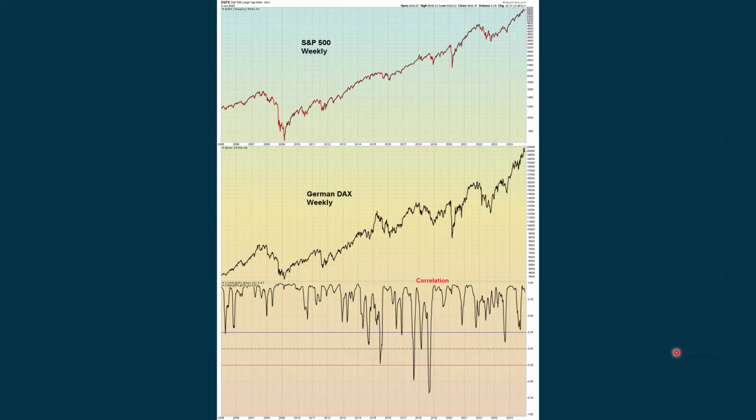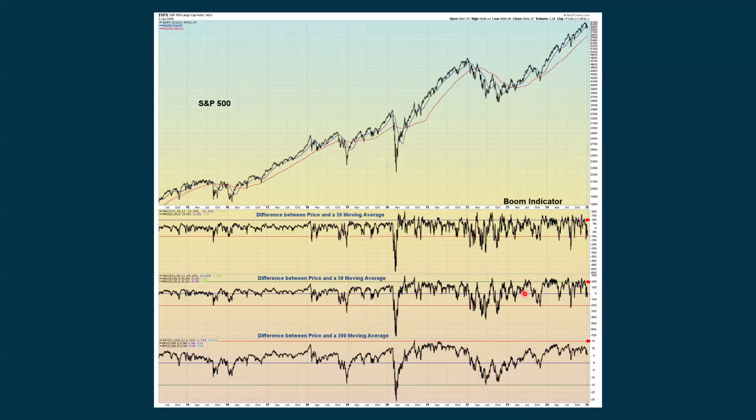Then just to see if things are working in a similar manner between the US and Europe, we look at a weekly chart of the S&P on top, a weekly chart of the German DAX, that's the biggest stock market in the EU. And we see down here that the correlation between the top chart and the middle chart is pretty strong. So they're not really getting out of line with each other.